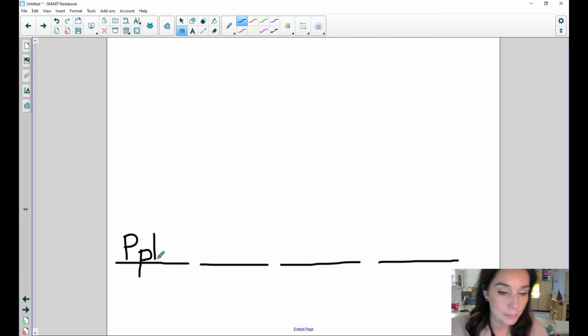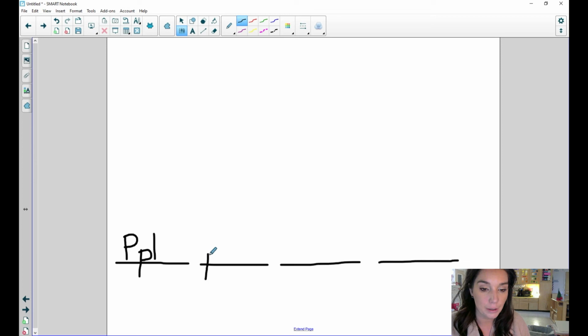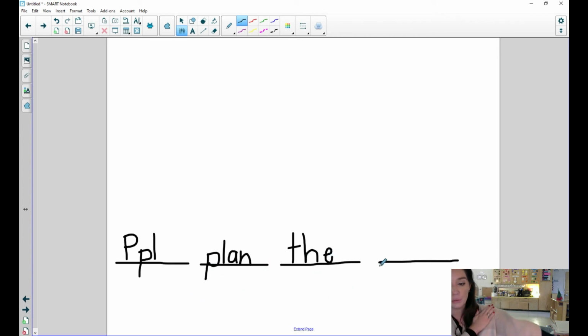Okay, people plan. Ooh, I need to get my arm out for that, so I sight word. Plan. Plan. Ooh, that's a blend. What two sounds do you hear? Oh, that's an A. People plan the. Oh, that's a sight word. I don't have to sound that one out. T-H-E. The. People plan the road.